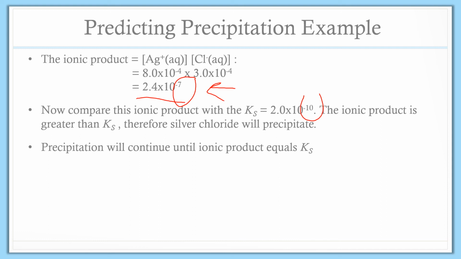until the concentration of the silver chloride would decrease until the ionic product and the equilibrium product, the saturation product, were the same. So the ionic product equals K sub S. That's it.